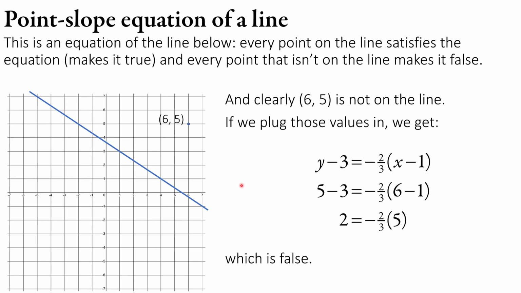Likewise, if we take some point not on the line, like (6, 5) way over here, and we plug those in, 6 for x and 5 for y, we'll get a false statement. This is certainly not true. This side's positive, this side is negative for once.